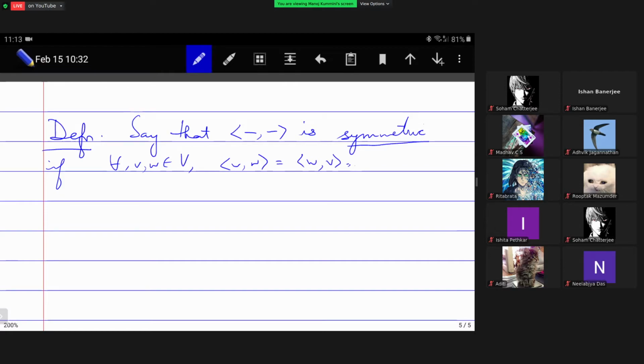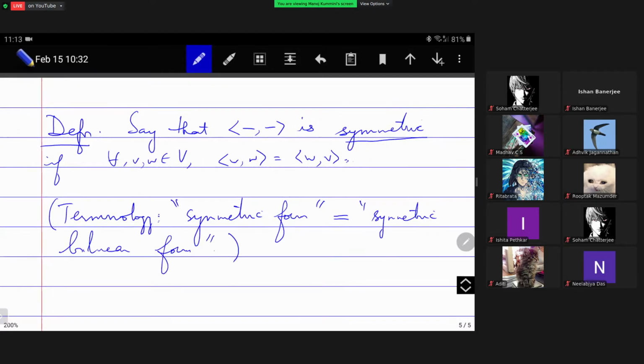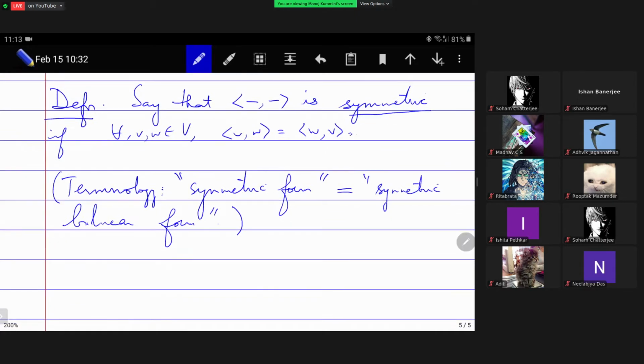Just a note on terminology, to be clear, because Artin also uses this. When we say symmetric form, this means symmetric bilinear form. Meaning we may not all the time say symmetric bilinear form, we might just say symmetric form.